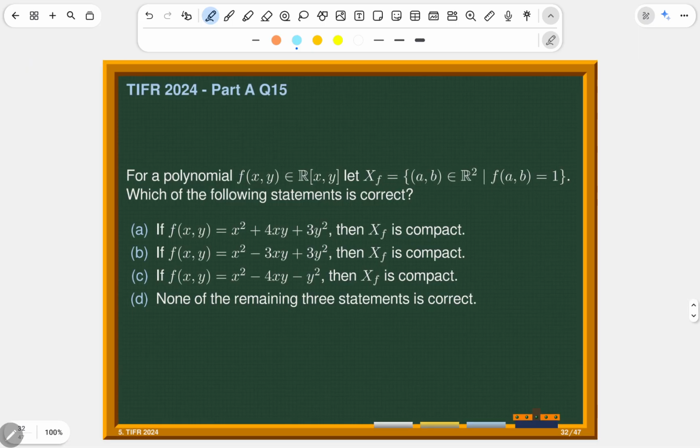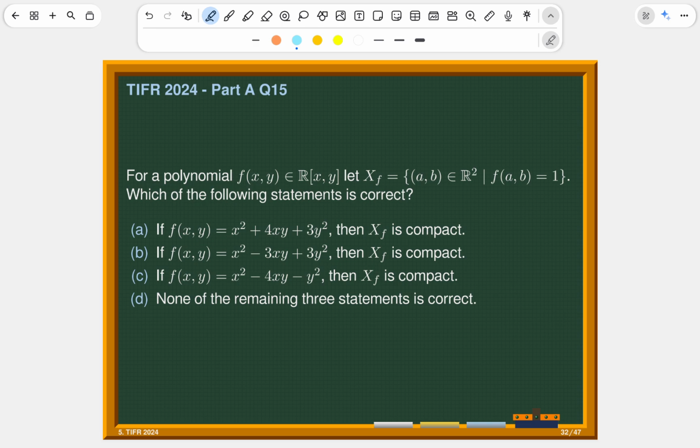Let us move on to the next question. So for a polynomial f of x, y in real polynomials with two variables, we define X_f to be the collection of all tuples (a, b) such that f evaluated at (a, b) is exactly equal to 1.